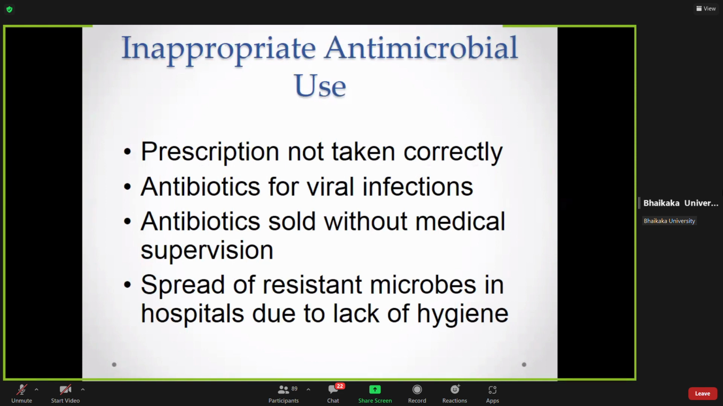Do not use antibiotics where they are not indicated. Whenever and wherever they are not required, don't go for antibiotic treatment. Okay. Prescription not taken correctly. Number one, the prescription is not taken correctly. Many people take it like this: if my doctor has prescribed me 10 tablets, let me just take only 4 and later I will see whether I need to take more or not. That is the most inappropriate practice which leads to antimicrobial resistance.